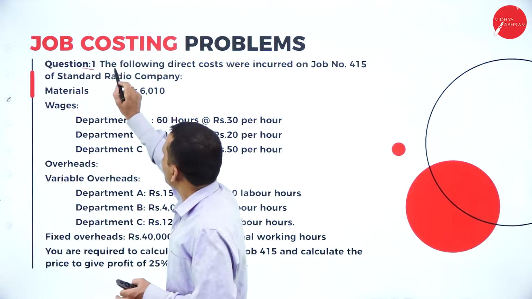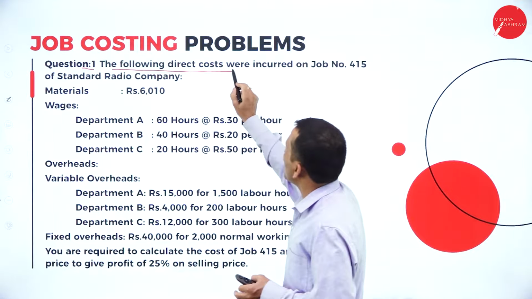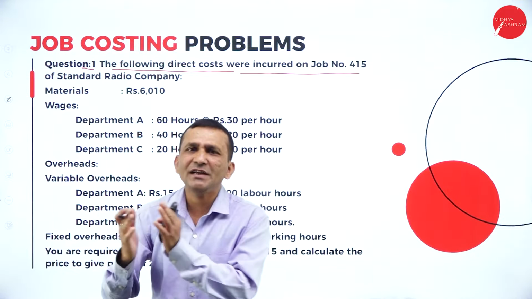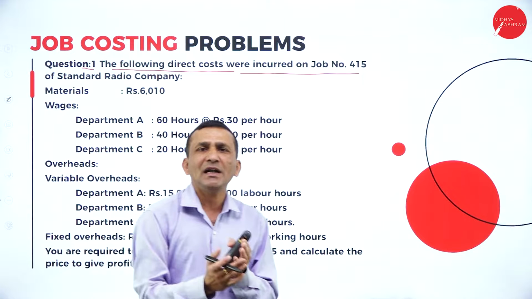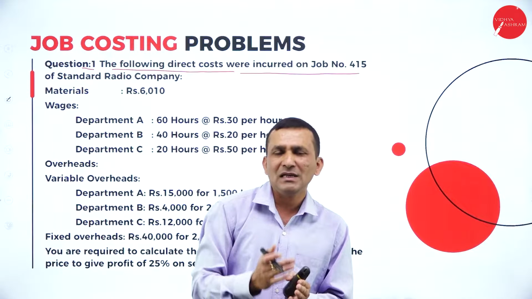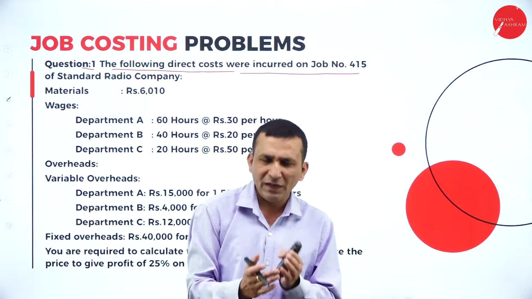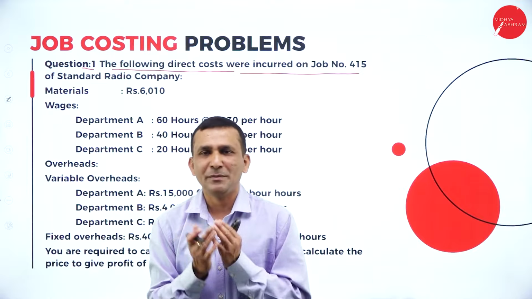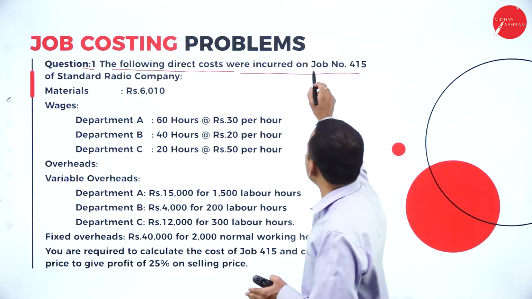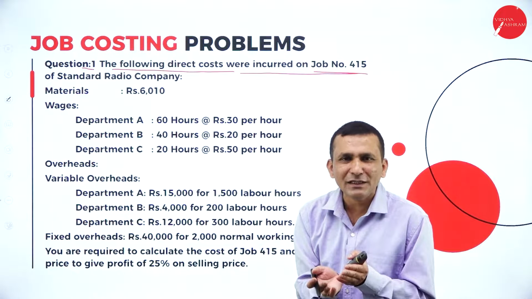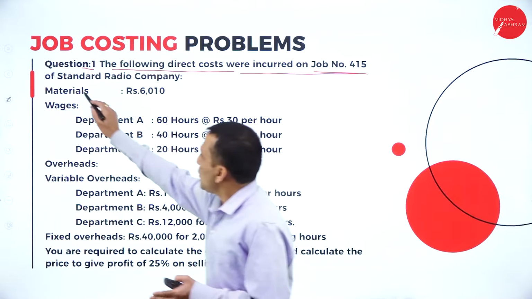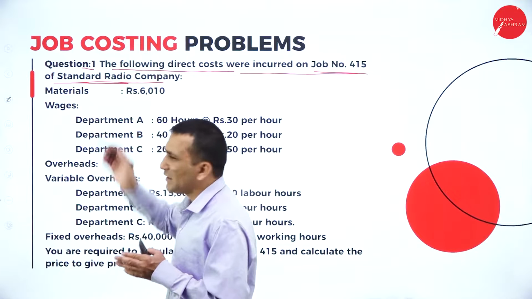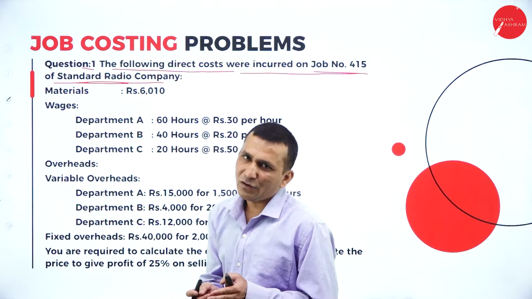Here the question says the following direct costs were incurred on a job number. Whenever each and every job is performed separately according to customer requirement, the customized product, if any company or business is preparing it, separate job costing is prepared. Here the job number is clearly specified in the question, 415, of Standard Radio Company. The business name is Standard Radio Company.